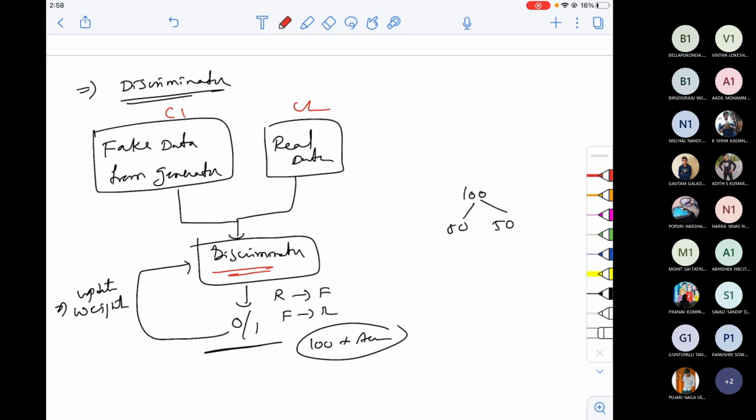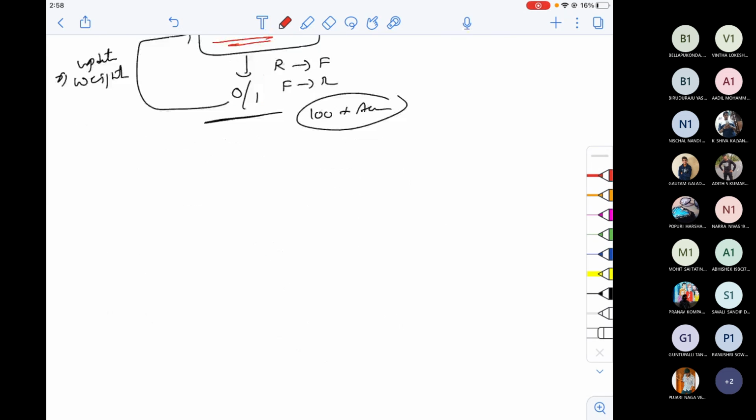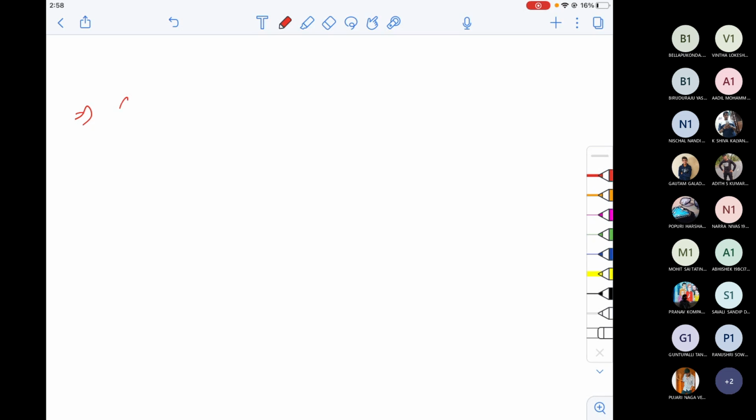So the image that was generated from C1 has to be classified as C1. The image that is supplied from C2 has to be classified as C2. That's all. Dead simple. But the generator part is a little different here. Let me explain that now.